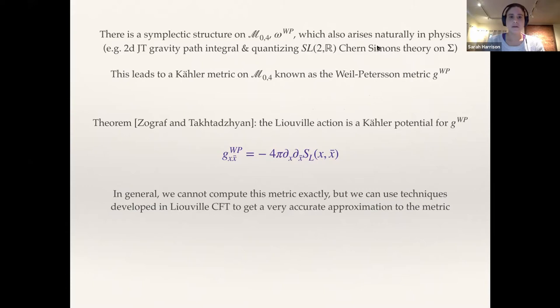There's a theorem due to Zograf and Takhtajan that the Liouville action is a Kähler potential for the Weil-Petersson metric. In general, we can't compute this metric exactly, but because of this relation to the action of Liouville theory, we can use techniques developed from Liouville CFT to get a very accurate approximation to the Weil-Petersson metric, which is what I'm going to discuss.